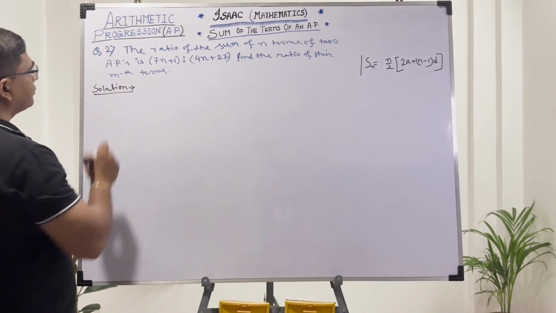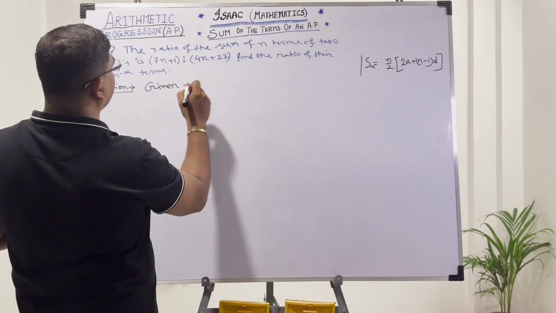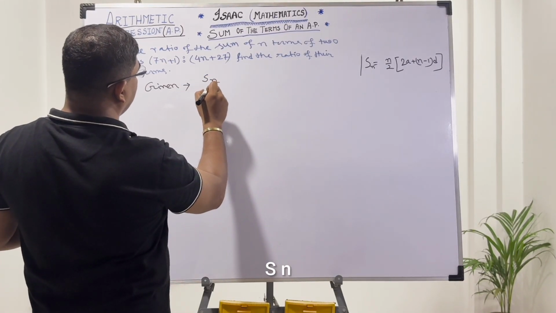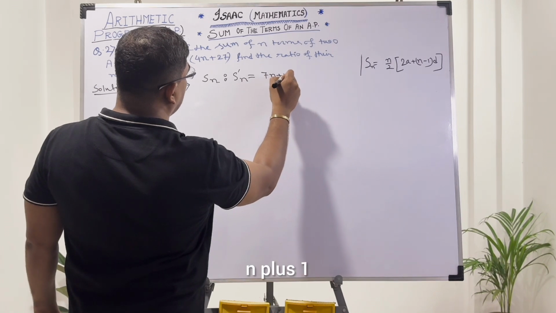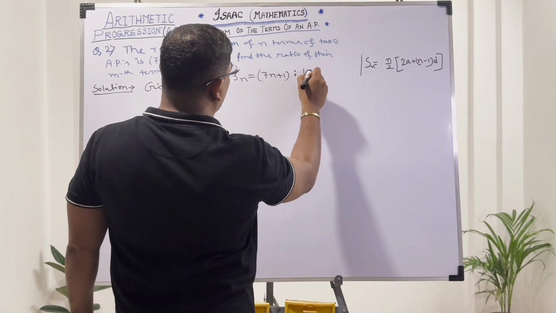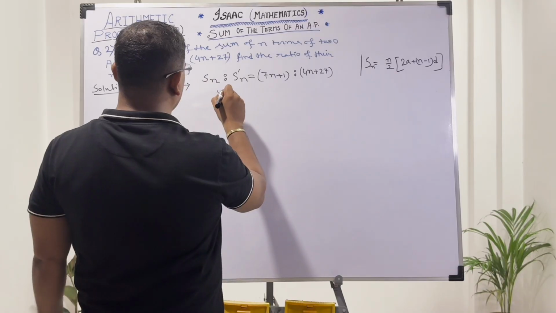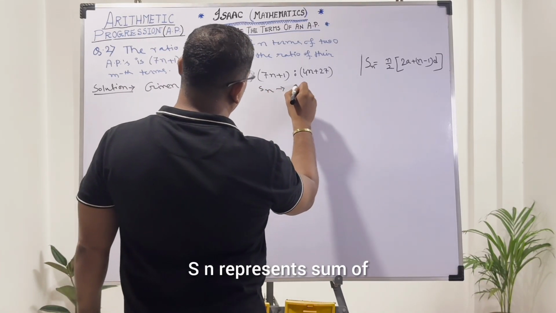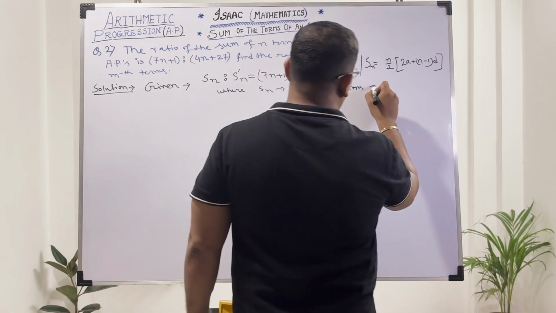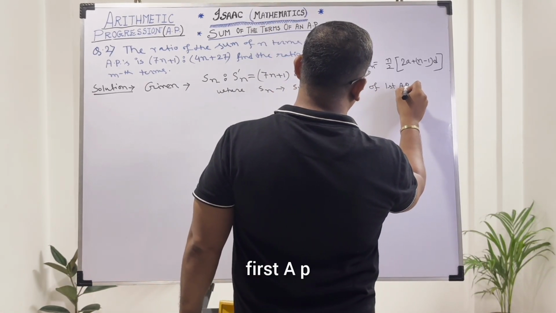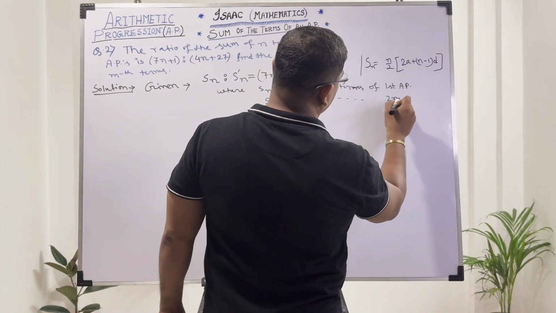Solution. Given Sn is to S dash n equals 7n plus 1 is to 4n plus 27, where Sn represents the sum of n terms of the first AP, and S dash n represents the sum of n terms of the second AP.